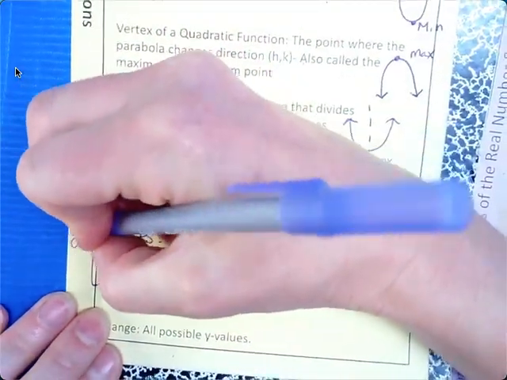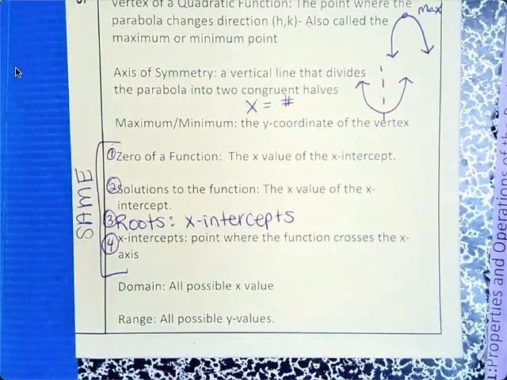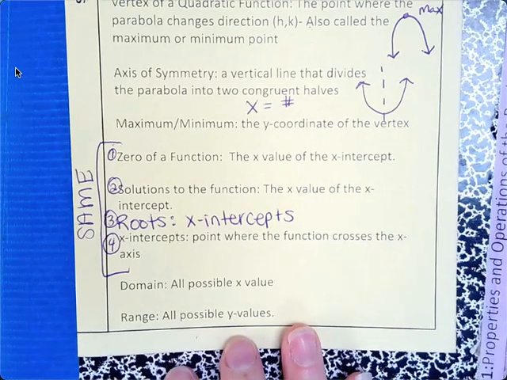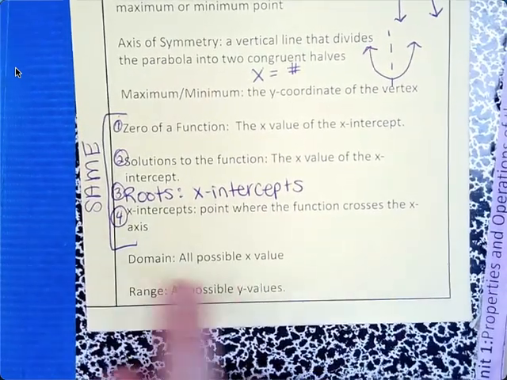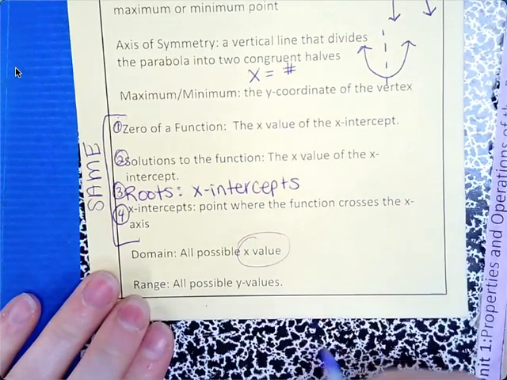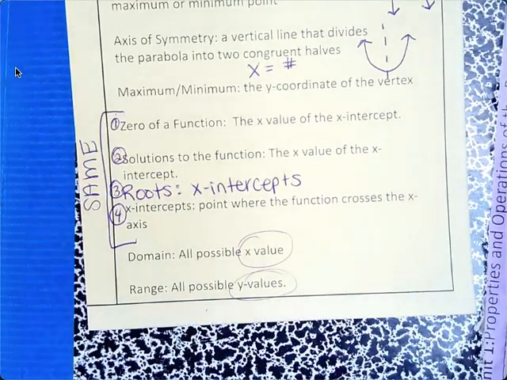So I'm just going to put over here same. They have different names. And they all represent the x-intercept. And then we've learned about domain and range. Domain is all possible x's, and range is all possible y values. We saw that with linear, we saw it with exponential, now we're going to see it with quadratic.